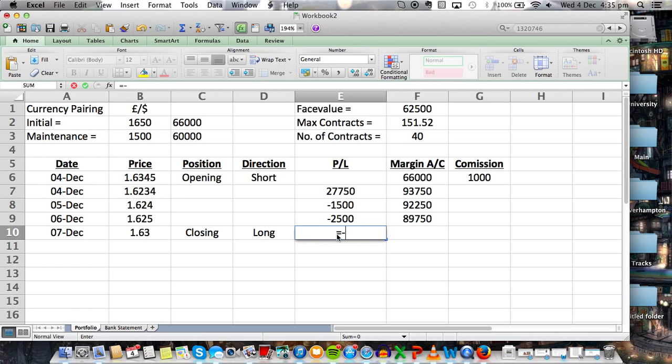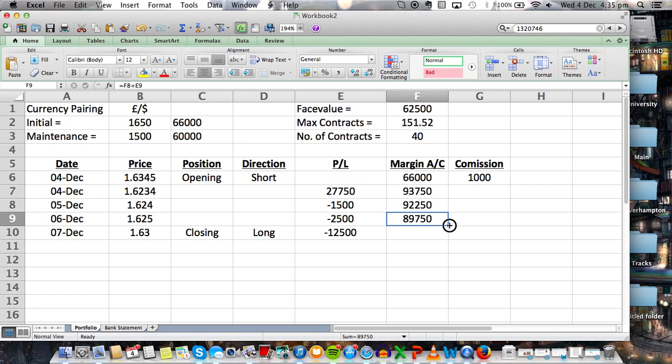So let's work out our profit. Minus new price minus old price multiplied by face value, multiplied by number of contracts, and that gives us a loss of that. Okay, we worked out that that's our margin account.